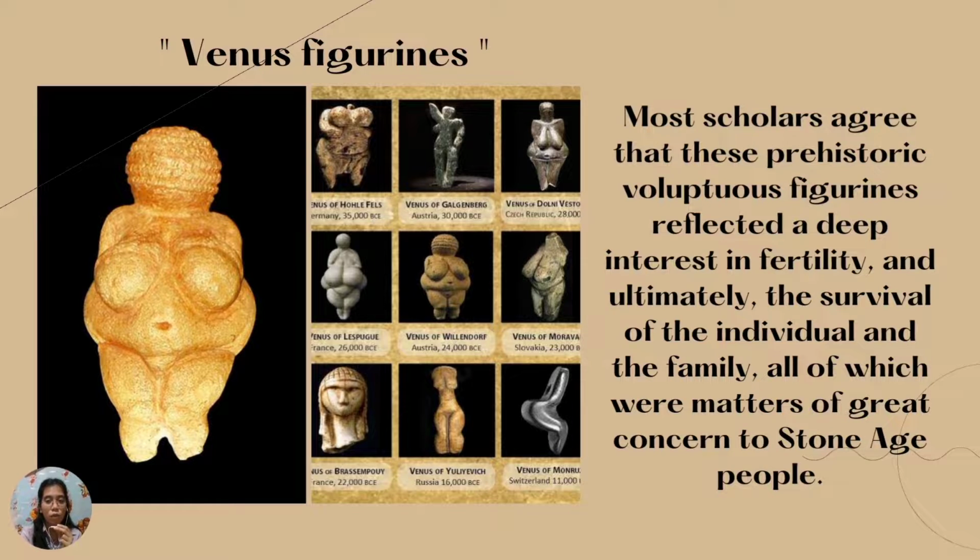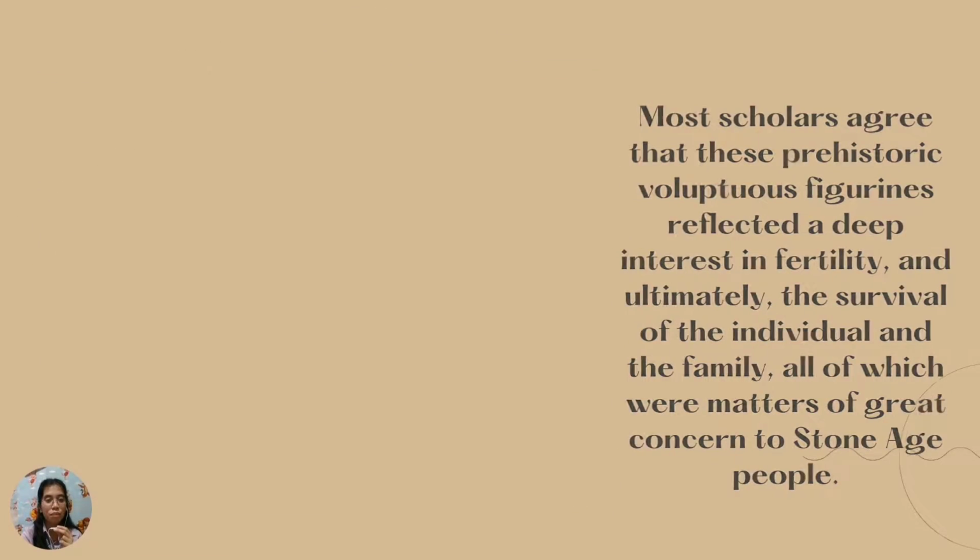She has no arms or facial features, but she doesn't need them to convey fertility. Most scholars agree that these prehistoric voluptuous figurines reflected a deep interest in fertility and ultimately the survival of the individual and the family, all of which were matters of great concern to Stone Age people.